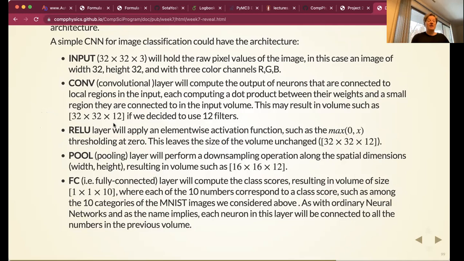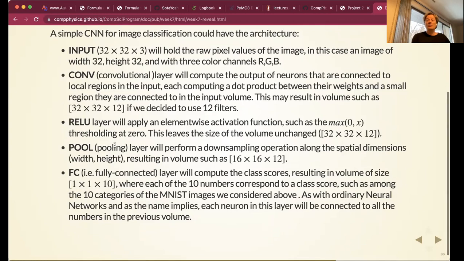Then, when you've done that, because you have produced a new data set which has been propagated, you would let that go through a ReLU layer where you produce an output from the convolutional layer. Then there is something which is called a pooling layer that performs a further downsampling of the spatial dimension. So you can actually reduce the dimensionality of the problem that way. And then when you're done with that one, you can have a fully connected layer, which will compute the class scores, resulting in a volume size which can be even smaller.